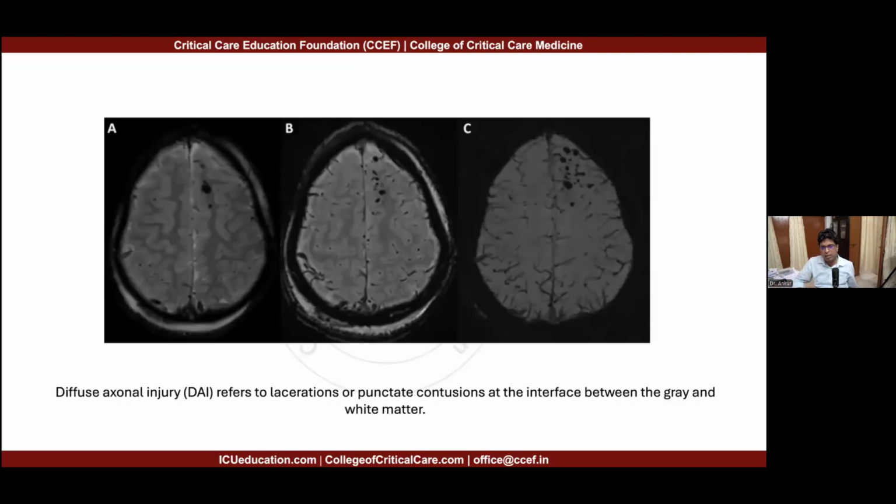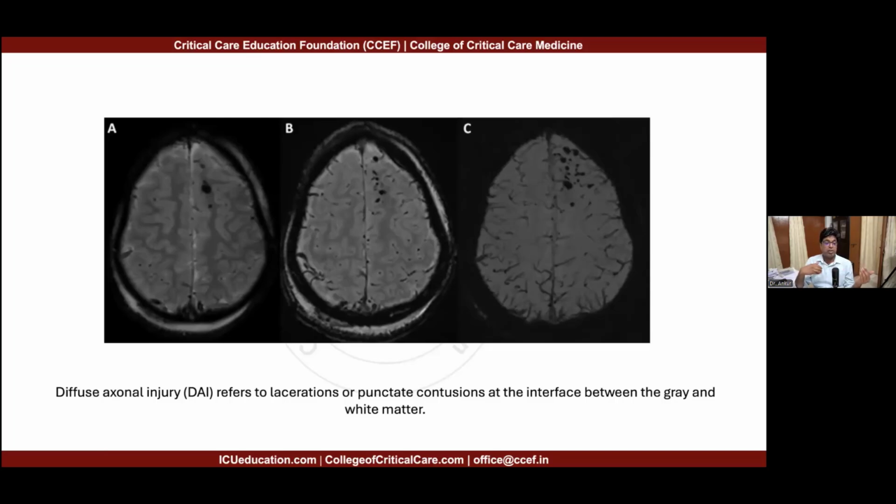Now, the last one, a common one, is diffuse axonal injury. Whenever there is a shearing strain at the gray matter and white matter junction, where the dendrites are converting into axons, small punctate hemorrhages occur, which we call diffuse axonal injury. They may not be very evident on the CT scan, but on MRI they are visible, and usually they are not visible on day one. They take time to evolve, on the third, fourth day.